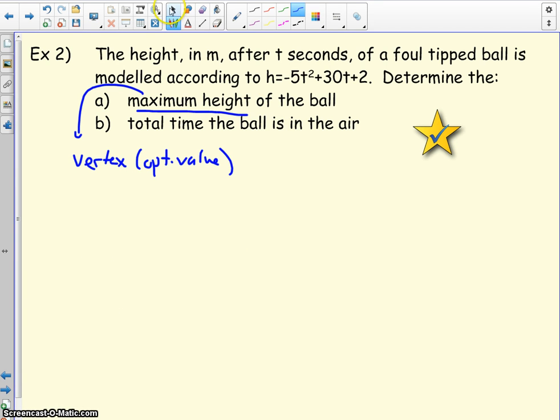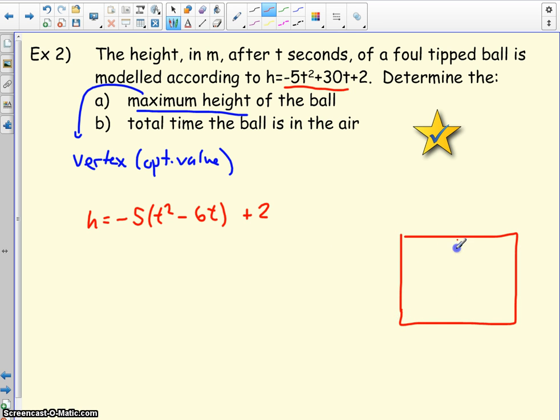So to complete the square, you'll notice here that my a value is not 1. So just like before, I'm going to factor the a value out of my first two terms. So I'm going to wind up with h equals negative 5, and what's left over is going to be t squared. 30 divided by negative 5 is minus 6, so I have t squared minus 6t. And that plus 2 just gets hanging around.